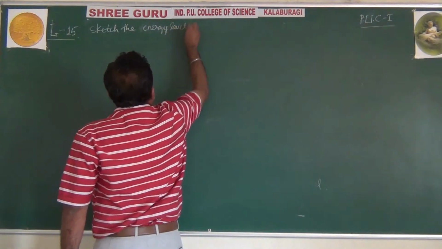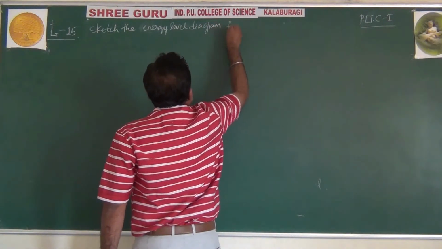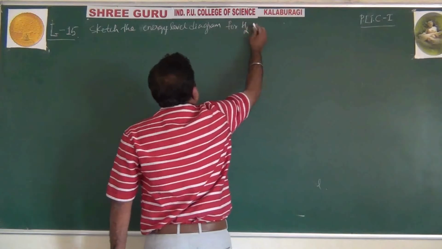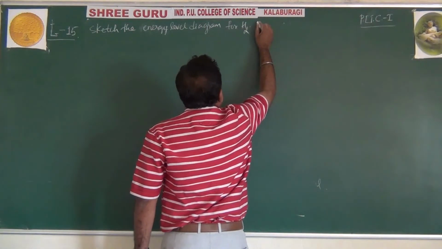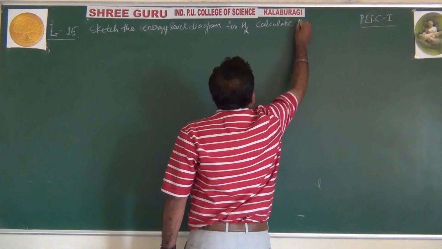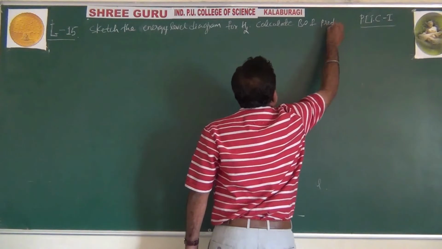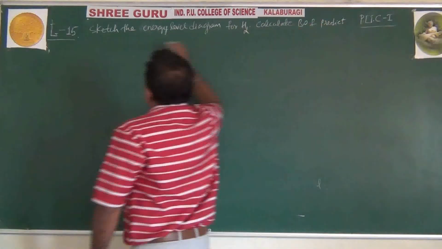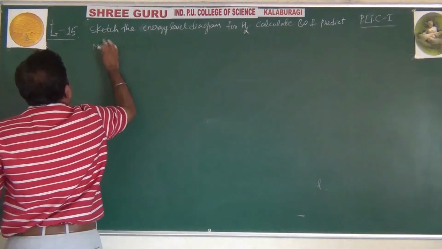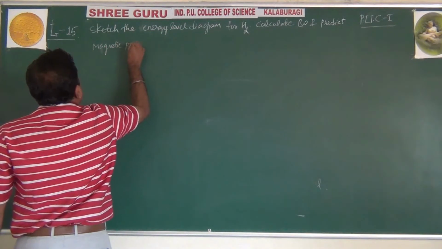Energy level diagram for hydrogen molecule. Okay, calculate bond order. Calculate bond order and predict magnetic property.